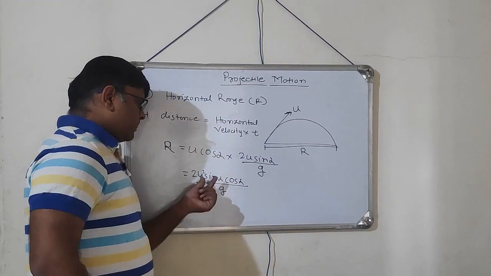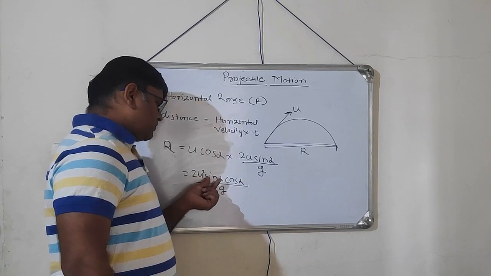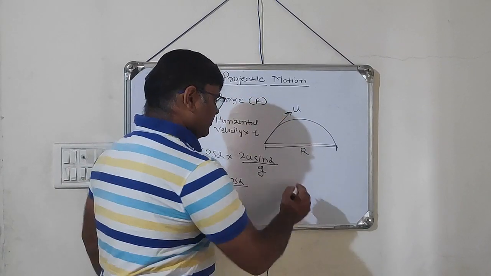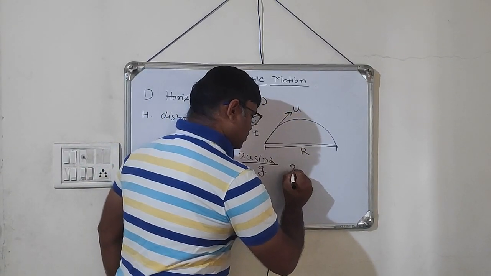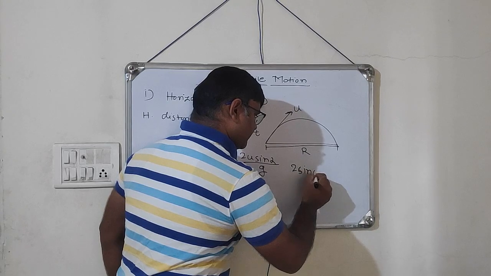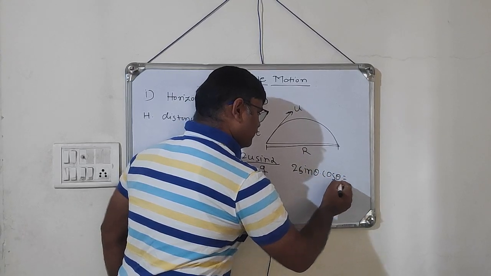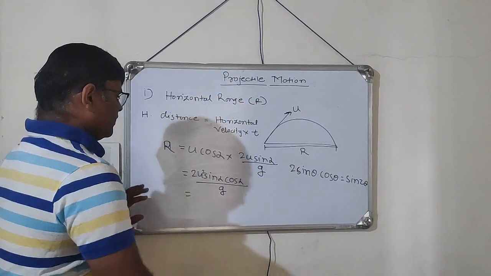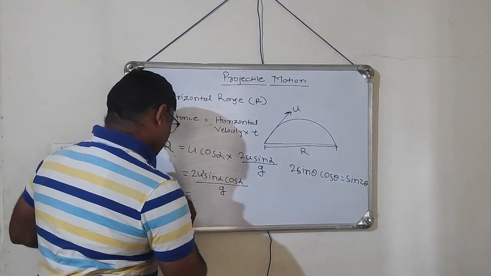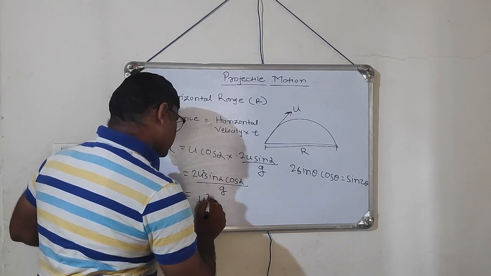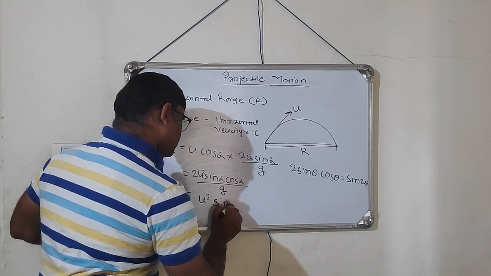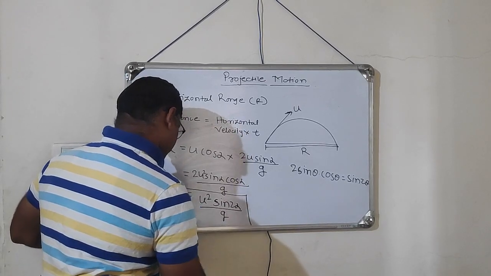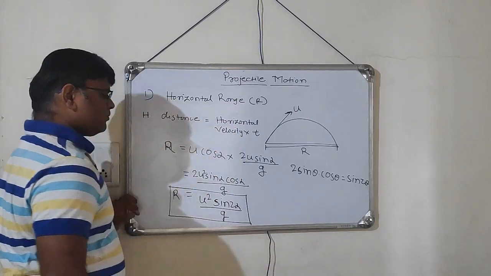We know that 2 sine alpha cos alpha, let me tell you a little bit of basic trigonometry. Your 2 sin theta into cos theta is nothing but sin 2 theta, correct? So similarly, this term will become R is equal to u square sin 2 alpha divided by g. This is your horizontal range, or the range of the projectile.